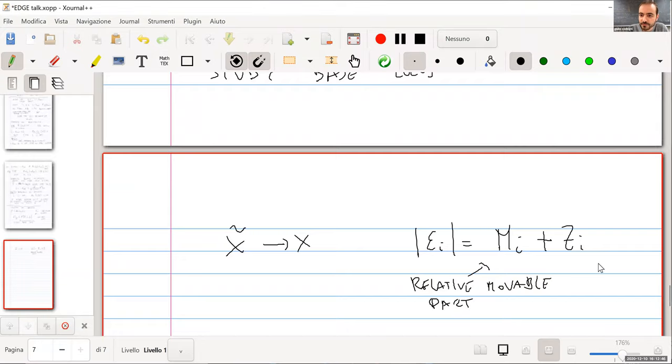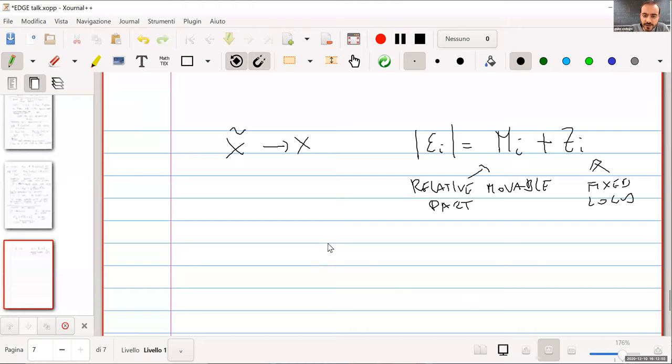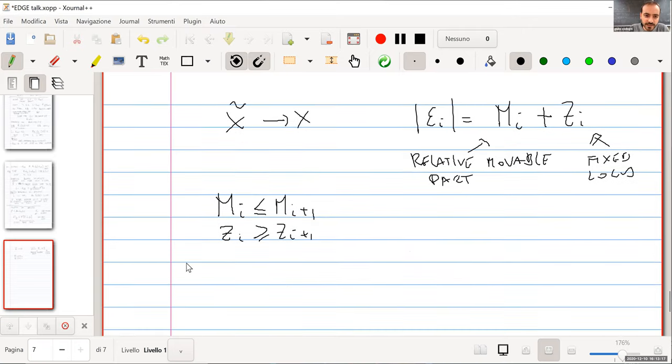This one is nef in particular. This one, Z_i, is the fixed locus. And they are monotone, of course. M_i is smaller than M_{i+1}, and Z_i is greater than Z_{i+1}, because the more you go down, the more the fixed locus increases and the movable part decreases. Okay. And now the fact is this, that M_i is nef.